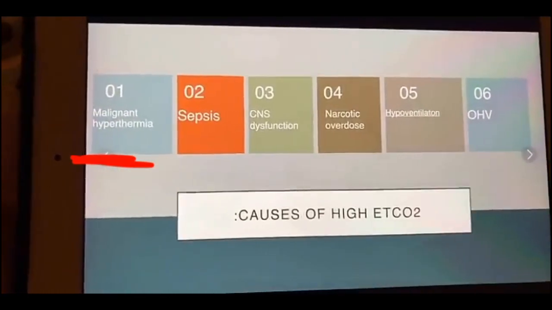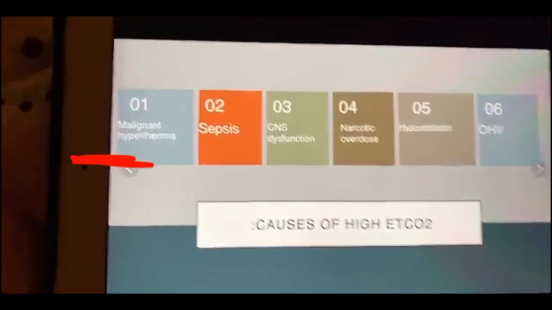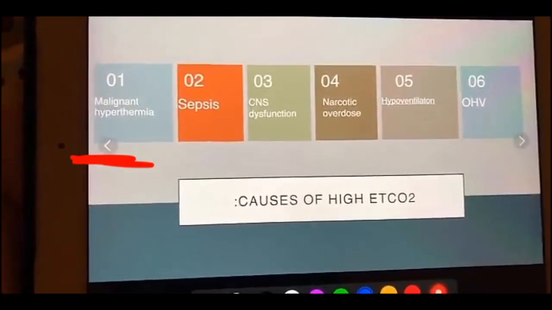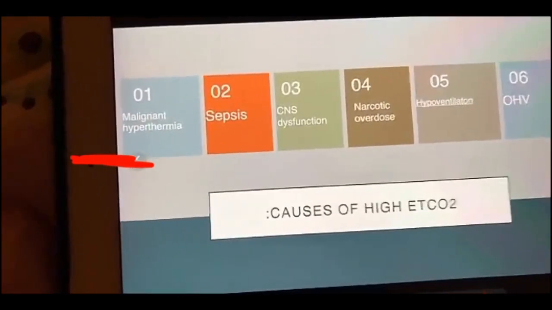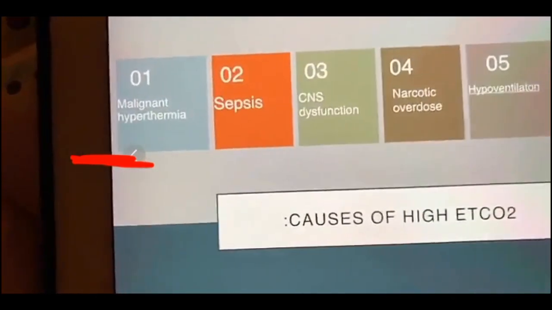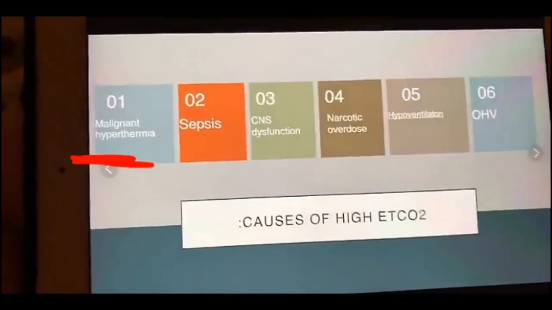So an early clinical sign of the presence of malignant hyperthermia is having a high end tidal CO2 despite high minute ventilation. Meaning the patient has a high minute ventilation and still is not washing out CO2. It could be a sign that the patient has malignant hyperthermia.